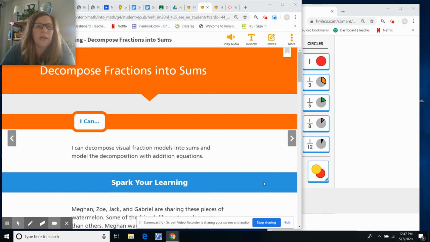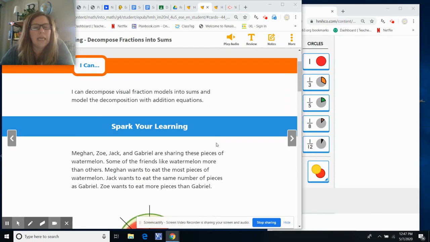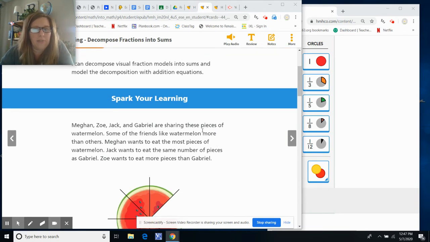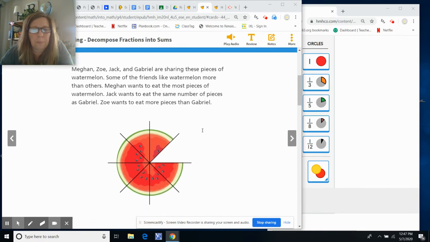We are going to be learning how to add and subtract fractions in this module. So today we are going to learn how to decompose fractions into sums. At the end of this, you should be able to decompose visual fraction models into sums and model the decomposition with addition equations. Remember what decomposition means: taking something apart, making it into parts, and then taking those parts and adding them together. So let's look and see what we have to do today in our Spark Your Learning.